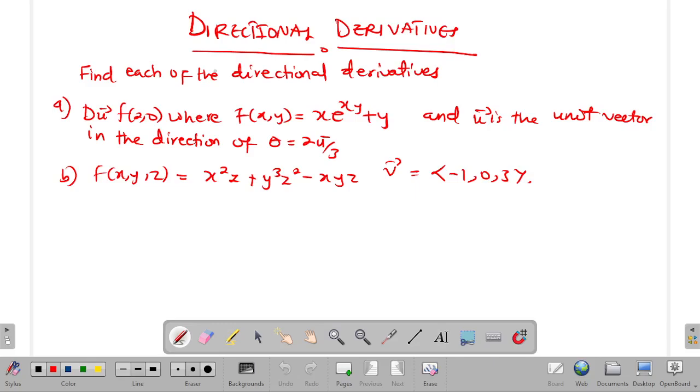Hi guys, this is Calculus Family, and in this lesson, I'll be taking you through directional derivatives. I have two problems here to illustrate this to you so that you understand directional derivatives, which is an application of differentials in multivariable calculus.